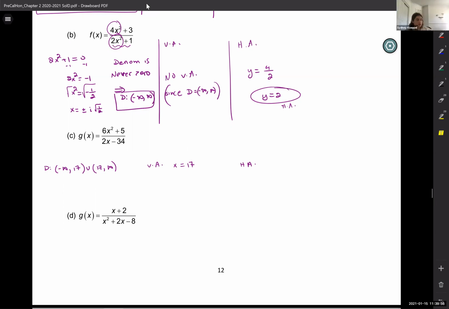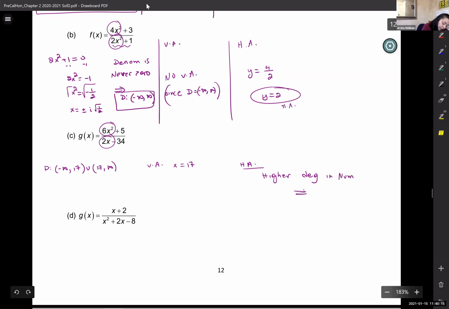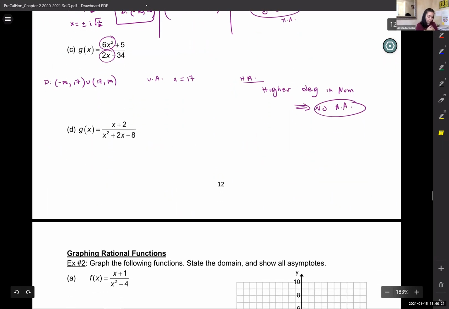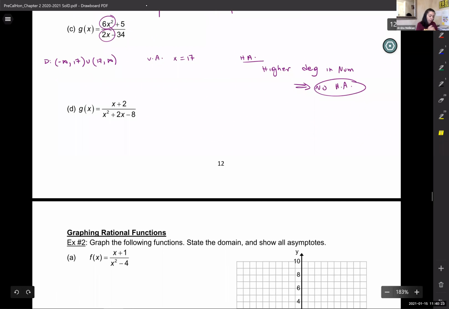There is no horizontal asymptote, because when you take the highest terms, there is a higher degree in the numerator, so that means no horizontal asymptote. Okay. Let's move on to the next one.